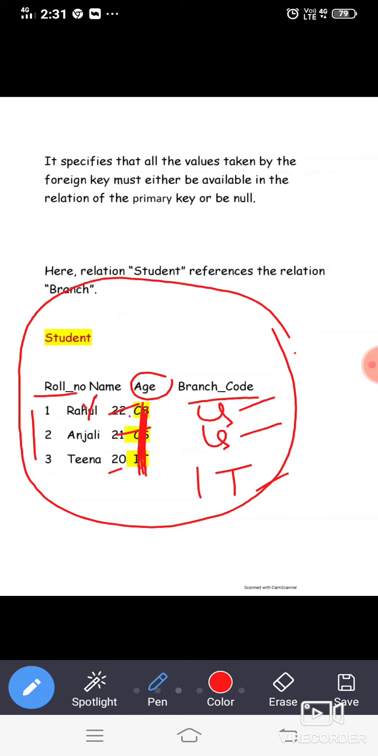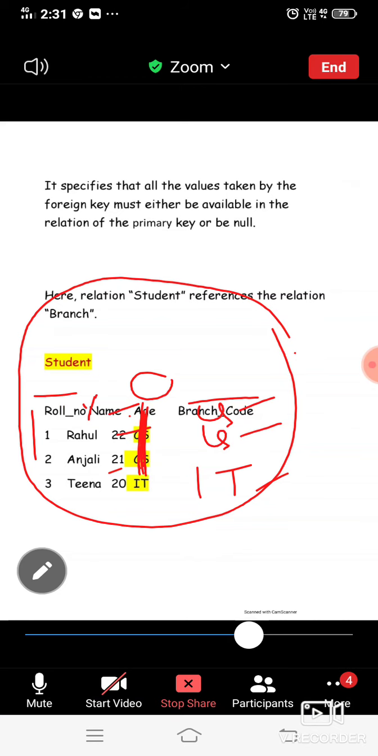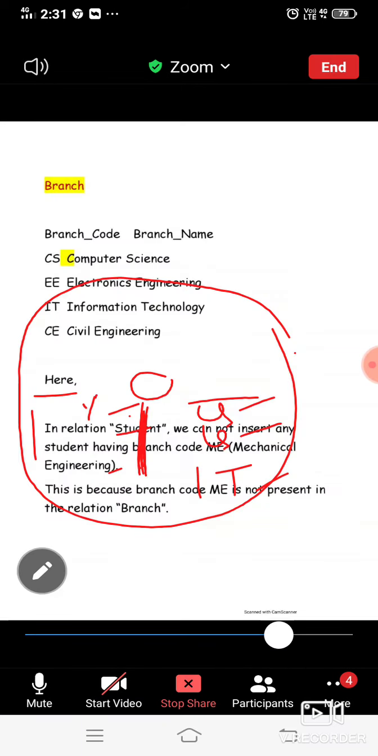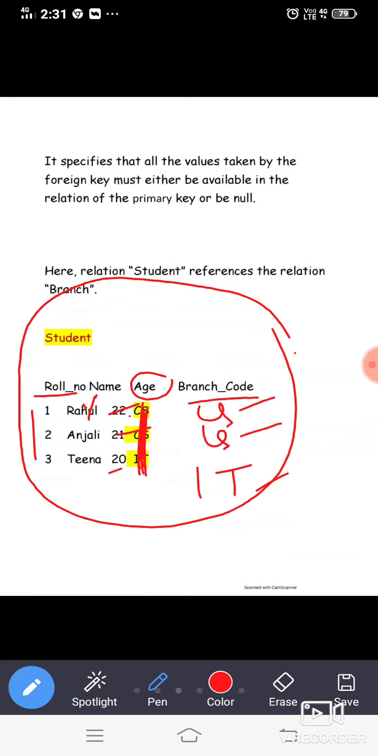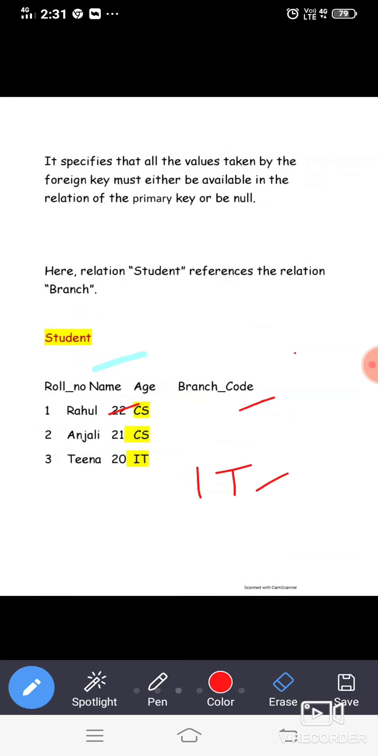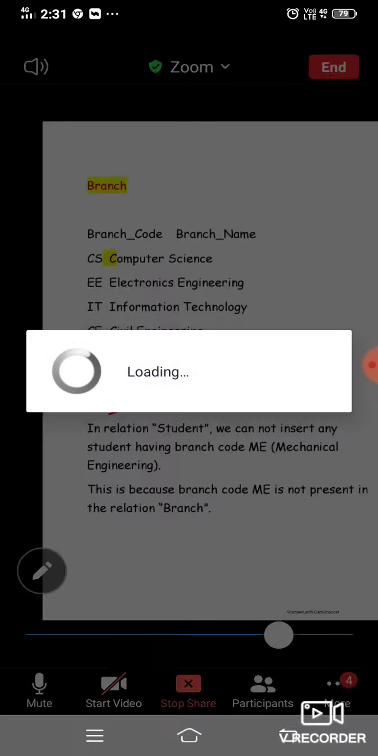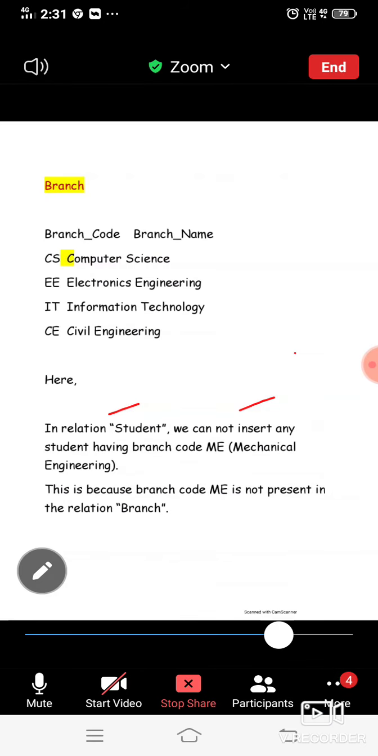Just look at these things clearly. I will also show you the second table, and tell me what is the common column that exists between these two. What is the common column? In the first table we have roll number, name, age and branch code. In this one we have branch code, branch name.